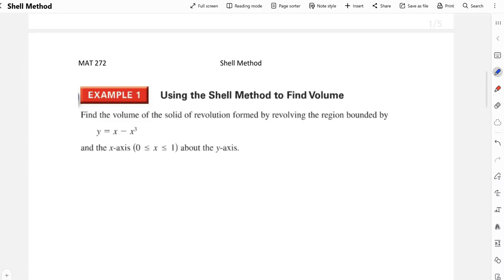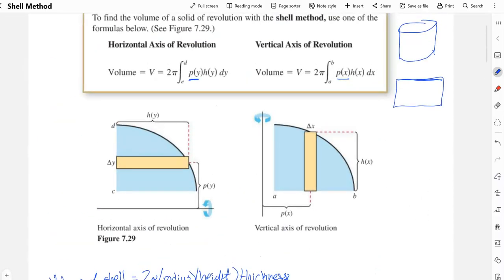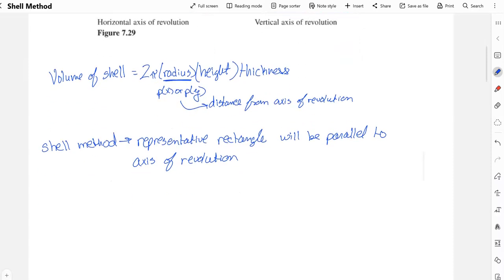Let's say we want to find the volume of the solid of revolution formed by revolving the region bounded by y equals x minus x cubed and the x-axis. And we're bounding this between 0 and 1. And we're going to go about the y-axis. So this is a vertical axis of revolution. So when I think about setting this up, I'm thinking about setting things up in terms of x.